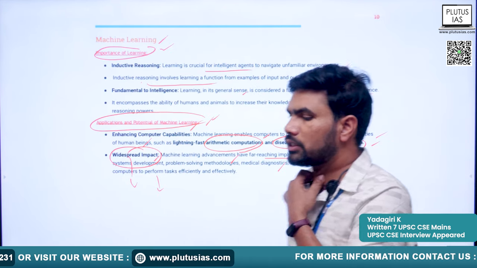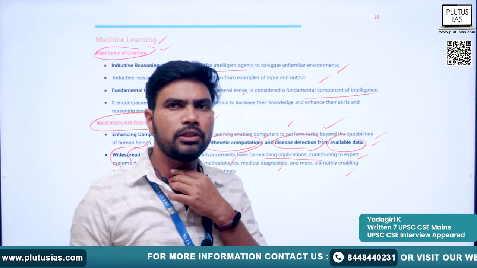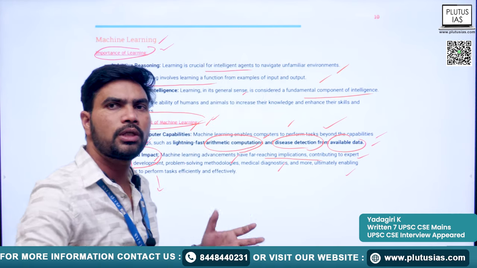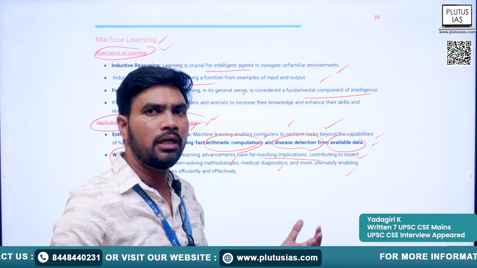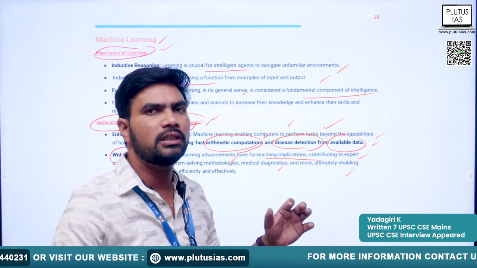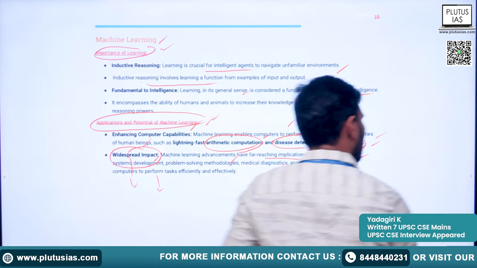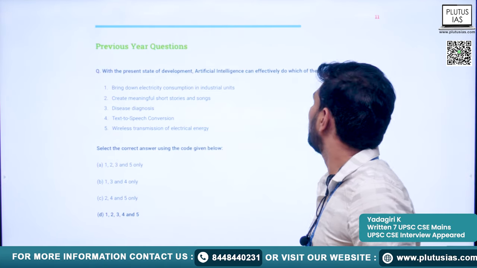Right. So this is the information or knowledge that is important from this topic from the point of view of examination. So you try to study more about artificial intelligence from your side. Majorly focus on the applications aspect. Right. Now we will see some questions asked in the examination from this topic, artificial intelligence.